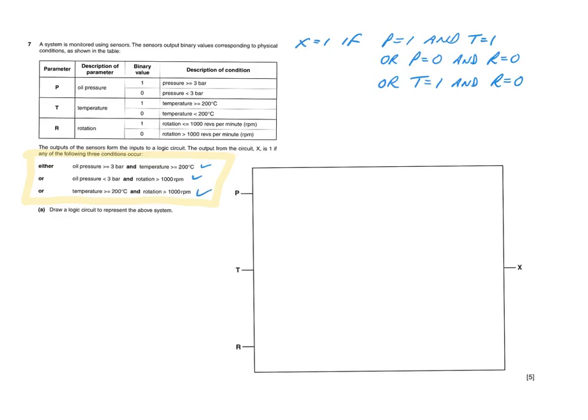So if you ever see something like P equals 0, R equals 0, this indicates that these things should pass through a NOT gate, because if you remember from what I said in class today, you have to assume that all the inputs start as 1. So P is 1, T is 1, and R is 1 when it comes in from the left hand side. So to change any of those to 0, you have to put it through a NOT gate.